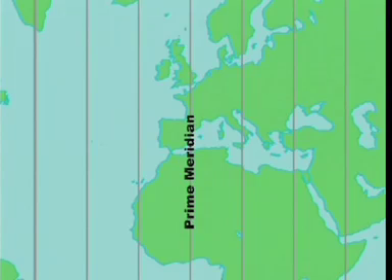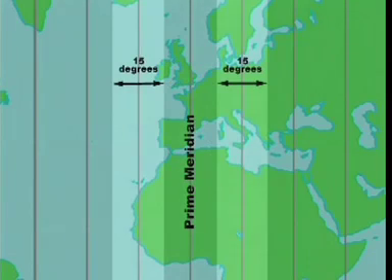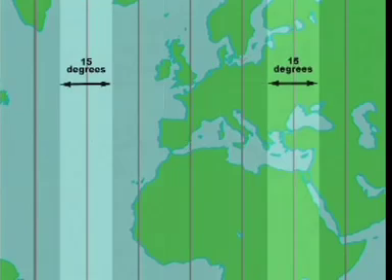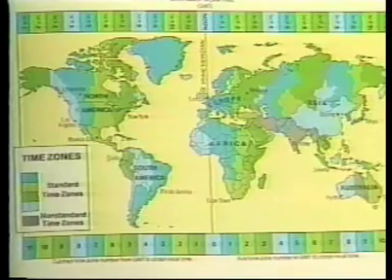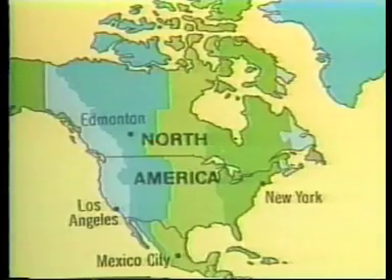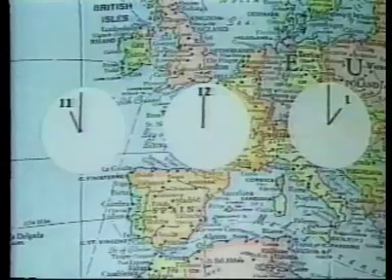The time zones begin at the prime meridian. 7.5 degrees on each side of the prime meridian is called Greenwich time. Each subsequent time zone is 15 more degrees. Noon occurs in the middle of each of these zones at the same time, but by looking at a time zone map, you can see that many of the time zones do not follow straight lines. Adjustments have been made to allow for natural and political boundaries.